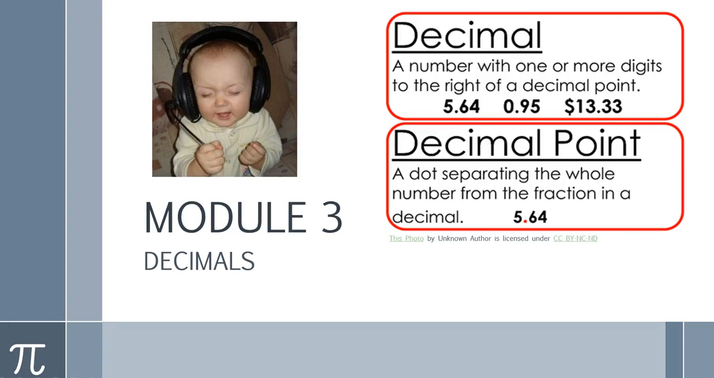Now that we have learned about whole numbers, we're going to learn about how to do operations with decimals. Decimals are used everywhere. As you can see, a decimal is a number with one or more digits to the right of the decimal point. A decimal point is the dot separating the whole number from the fraction in a decimal.